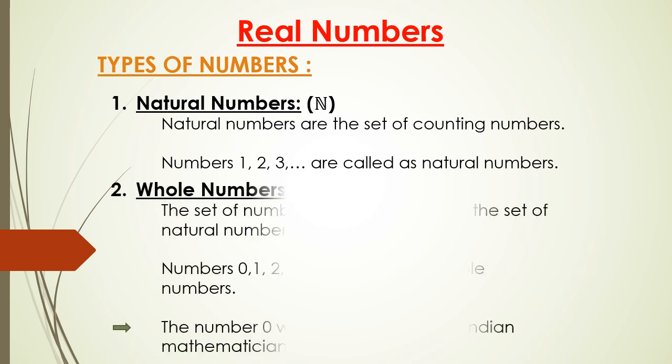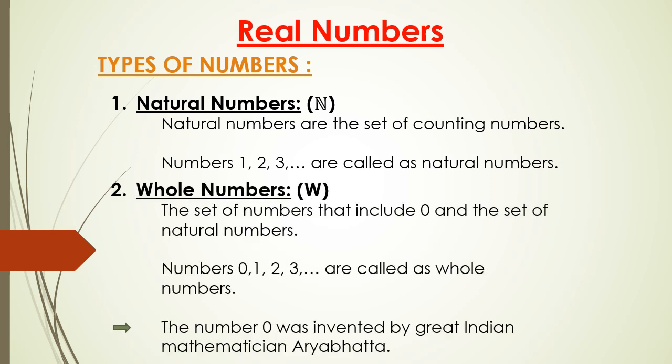The second type of numbers is whole numbers. The set of whole numbers is denoted by W. The set of numbers that include 0 and the complete set of natural numbers is called as whole numbers. The numbers 0, 1, 2, 3 and so on are called as whole numbers. Remember that the number 0 was invented by great Indian mathematician Aryabhatta.